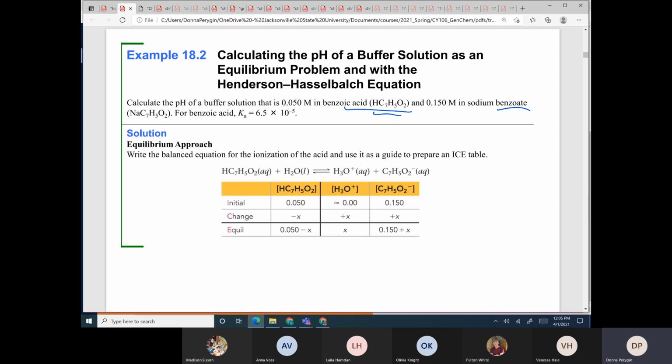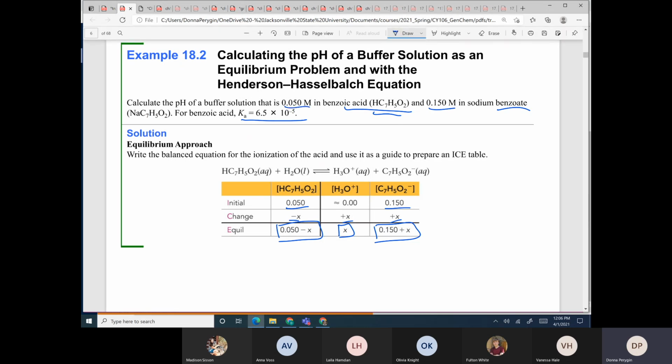HC7H5O2, and sodium benzoate would be sodium C7H5O2. Okay, so the Ka for benzoic acid is this right here. So all you have to do is plug that into an ice table. This is our starting amounts, 0.5 and 0.150, minus x, plus x and x for the change, and then at equilibrium we have 0.050 minus x, x, and 0.150 plus x, because those are our starting amounts, okay?